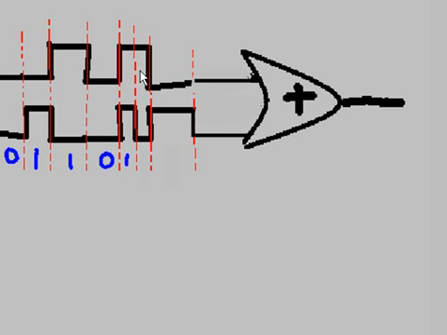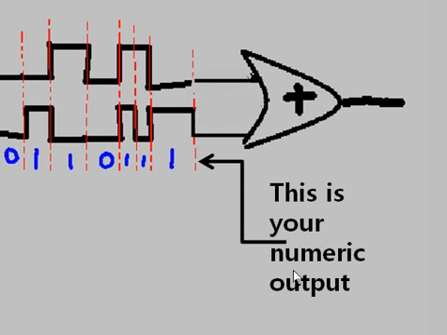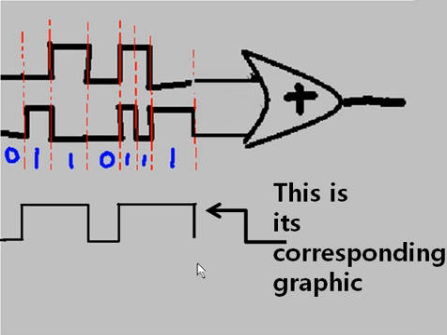Next section, the top section's a 1, bottom's a 0, it's going to be a 1 output. And finally, the last section, the top section is a 0, bottom section is a 1. The output is going to be a 1. So this is your numeric output. And this is its corresponding graphic.